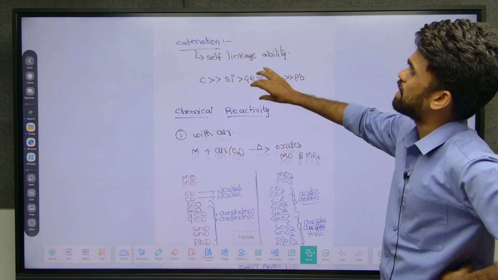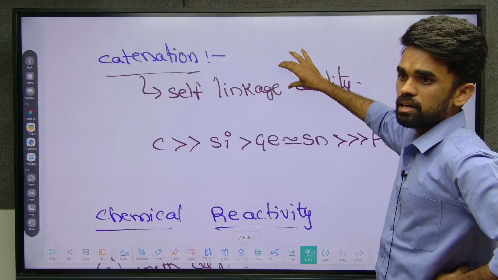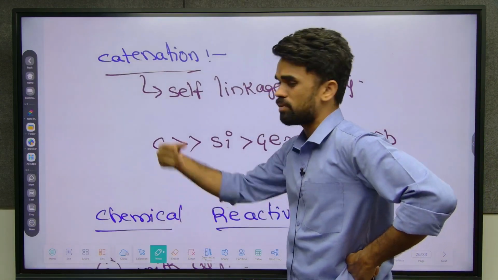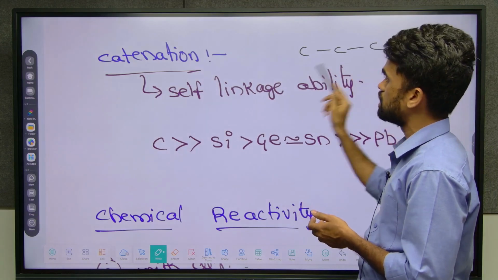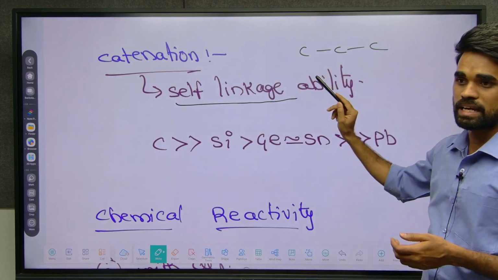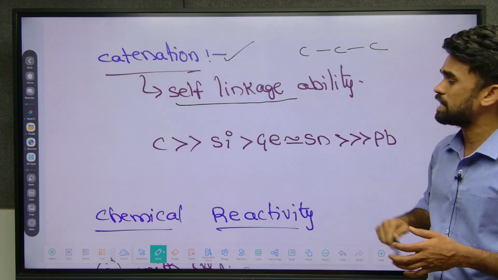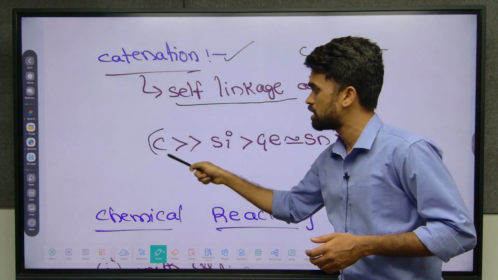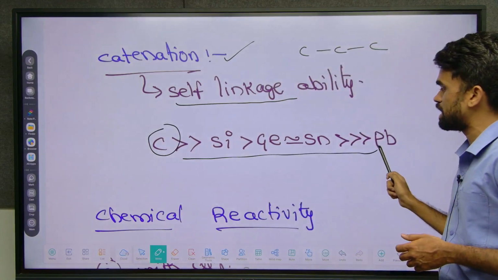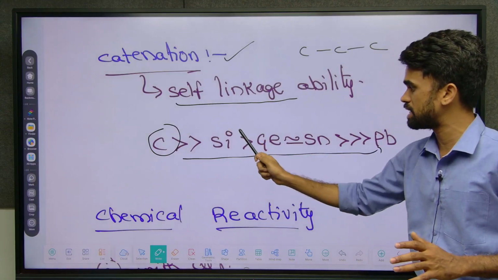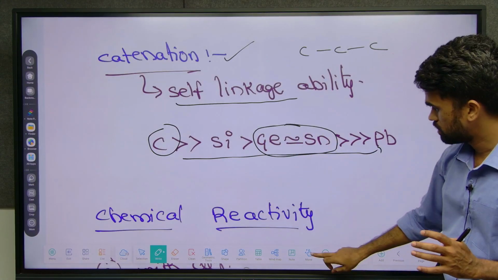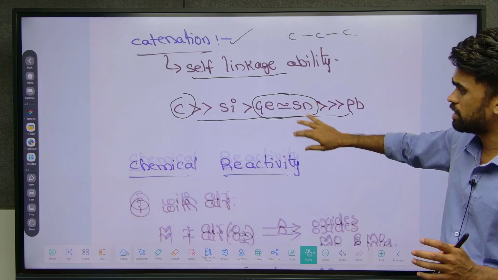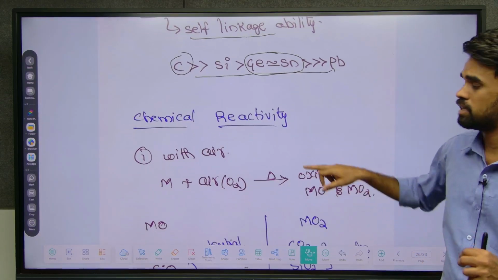So what do we mean by catenation? Like carbon making large chains. That is nothing but carbon-carbon self-linkage. So the ability to form self linkage is considered as catenation. Catenation tendency is highest for which one? Carbon. Down the group the catenation tendency decreases. First carbon, silicon, these two have almost the same, least is lead. Okay, you can write that.